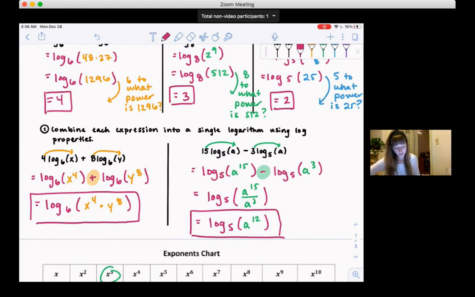Okay, that's a quick overview of how to use log properties to evaluate expressions and to combine things into a single logarithm.